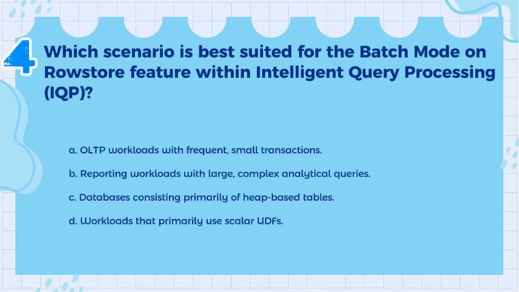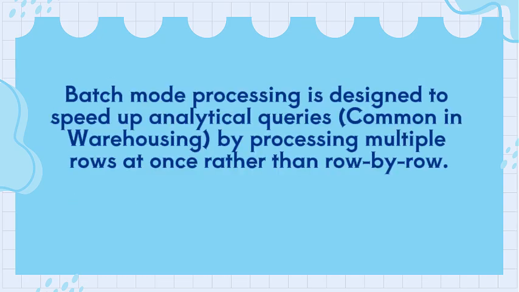The correct answer is B. Reporting workloads with large, complex analytical queries. Batch mode processing is designed to speed up analytical queries, common in warehousing, by processing multiple rows at once rather than row by row.